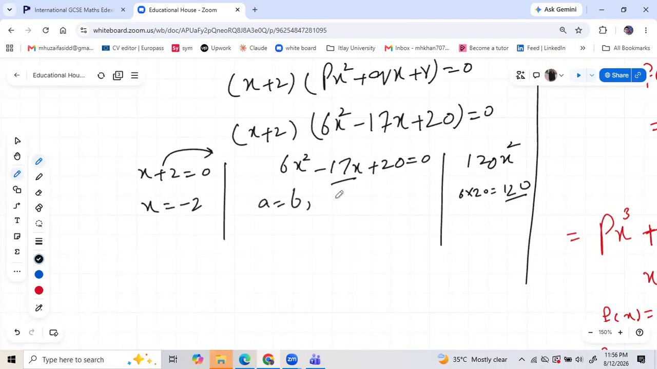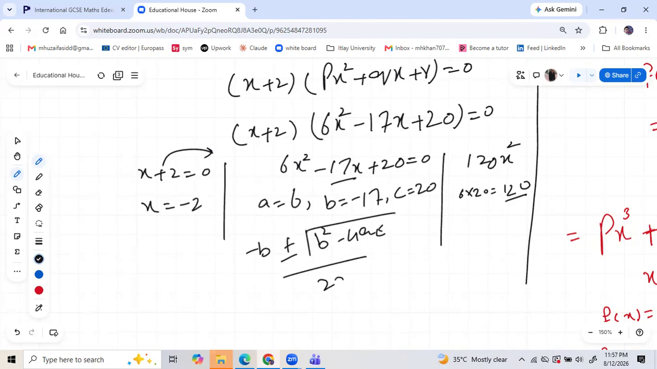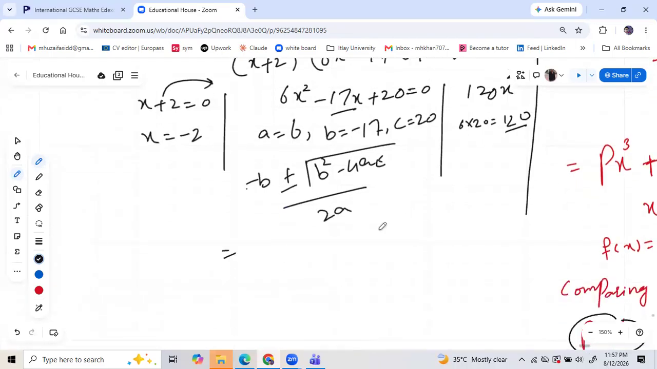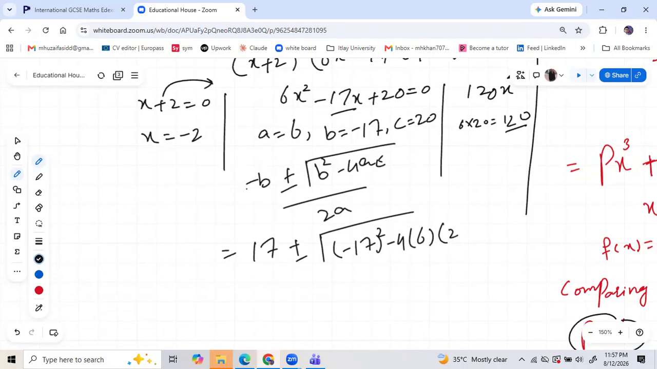So we put our quadratic formula. B is equal to minus of 17 and C is equal to 20. So our formula is minus B plus minus square root of B square minus 4AC, divided by 2A. And b is minus b, so here this is the minus, this is also a minus. So minus minus changes into the positive. So this is your positive 17, and minus of 17 square minus 4 a c, divided by 2 of it.